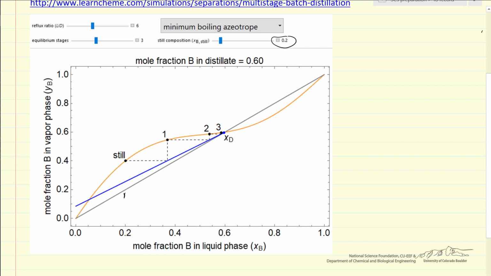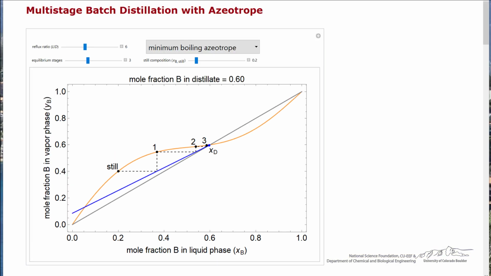And this shows 3 stages. This point is the azeotrope. When that orange line crosses the 45-degree line, that means the liquid and the vapor mole fractions are identical. So what we're going to do now is look at the interactive simulation and observe the behavior as we change some of these sliders. Here's the simulation for a minimum boiling azeotrope.